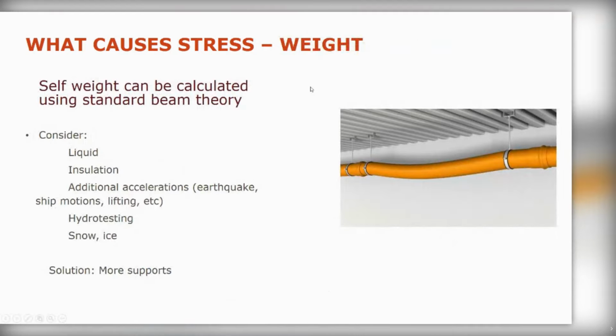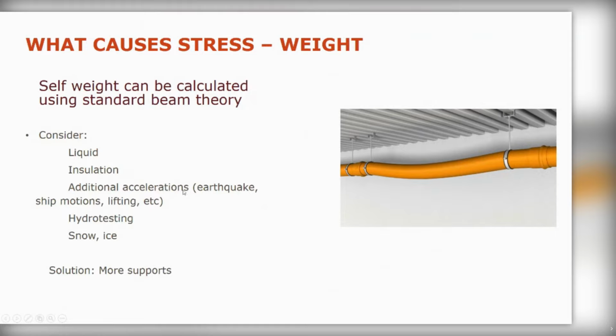What else do you need to think about? Well, you need to also consider the weight of the pipe. So that could be self-weight, and it could also be other things that go on top of it. So what else do we consider? Well, think about the liquid inside the pipe, how heavy it is. Think about any insulation that goes on the pipe, the weight that adds to it.